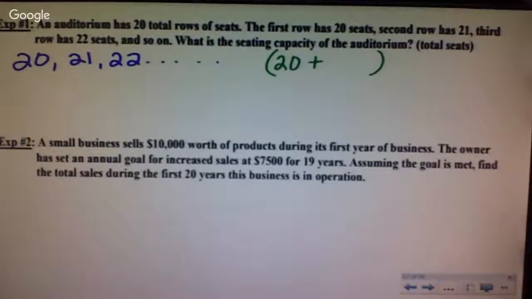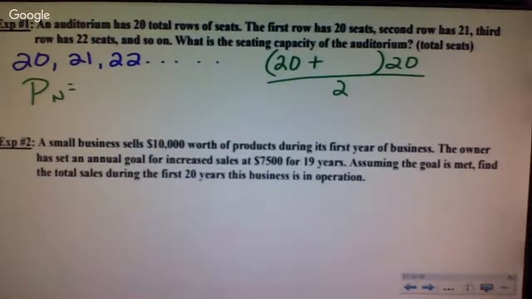How many total do I have? I've got 20 rows, so I've got 20 terms. Divided by 2. Okay, so we need to find that last number. I want to know how many seats are in that last row. So we go back to that P sub n. P sub n equals what?